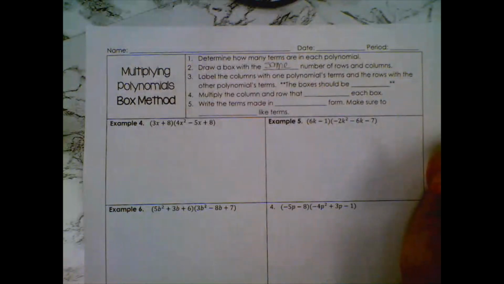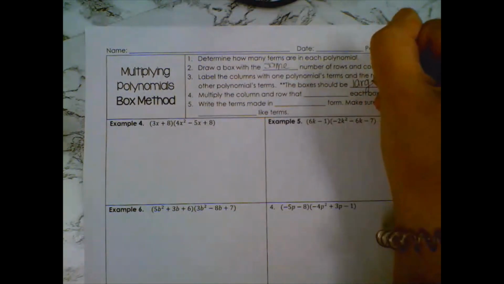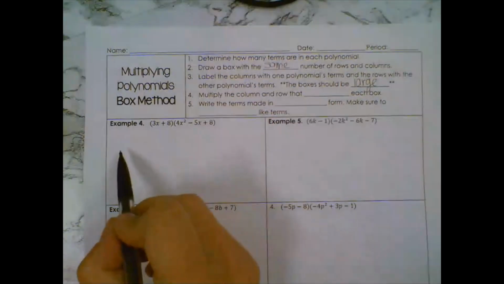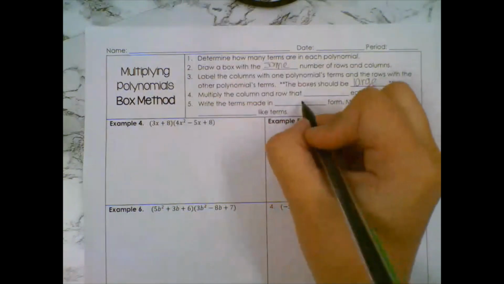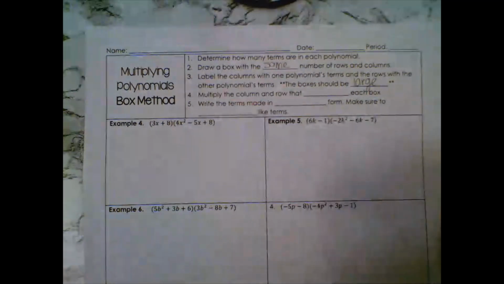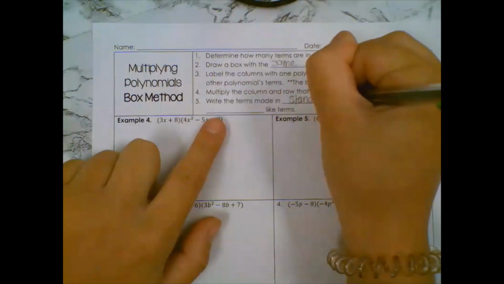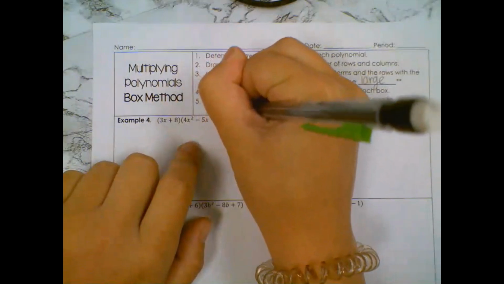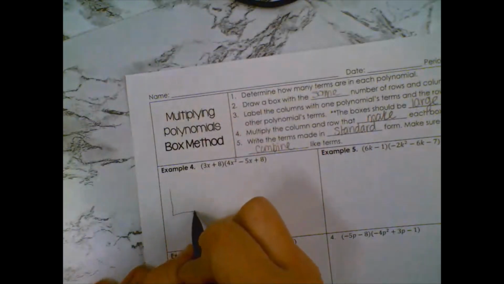Now, make sure that when we do these boxes, it's very easy to mess up your work because we have so much. So make sure your boxes are large. Make sure that you're not making a tiny little box in the corner because you're going to make mistakes if you do that. Then we'll multiply the column and the row that make each box, and then write the terms in standard form and combine like terms. So like I said, a 2 by 3.